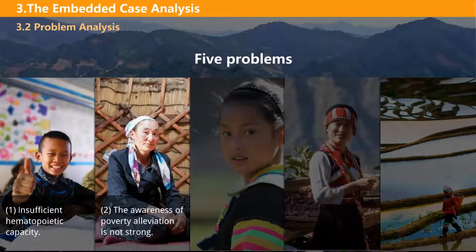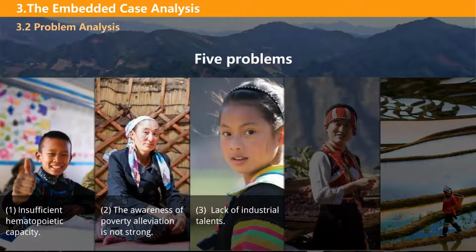2. The awareness of poverty alleviation is not strong. Ganluo County is a minority area. Some Yi people have low cultural quality and poor ability to accept new knowledge and new technology. 3. Lack of industrial talents. This phenomenon stems from the outflow of talents within the county and the difficulty of introducing talents from outside the county.